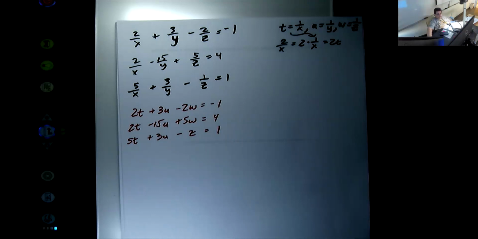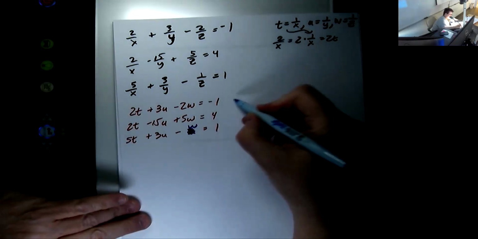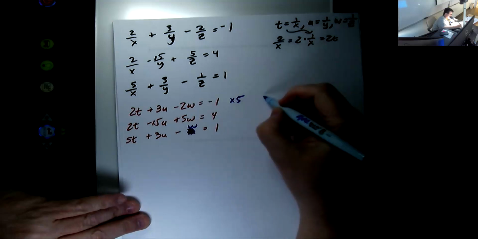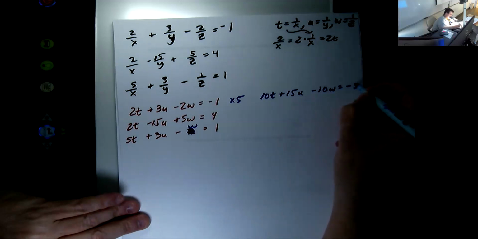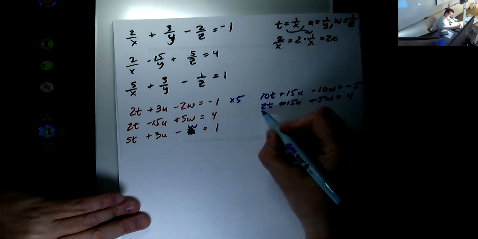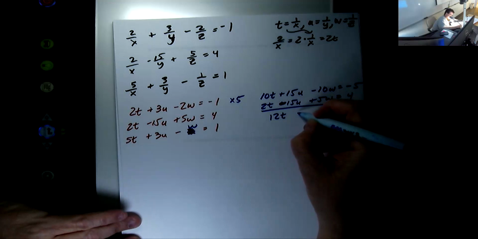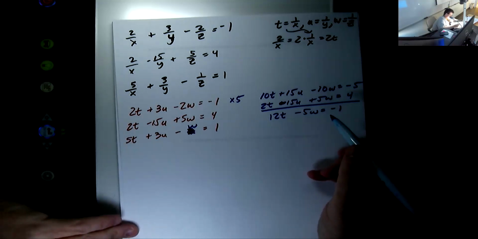Which letter would you like to get rid of? u and w are both good, or I wrote w or z there, that should be a w there. u and w are both good choices. u, it's pretty easy. If we multiply that by 5 and add it to this one, this would be 10t plus 15u minus 10w equals -5. And we'll add that to 2t minus 15u plus 5w equals 4. And we get 12t minus 5w equals -1.